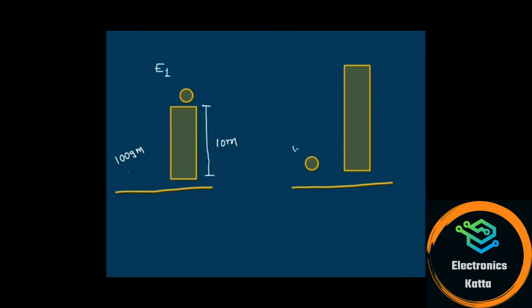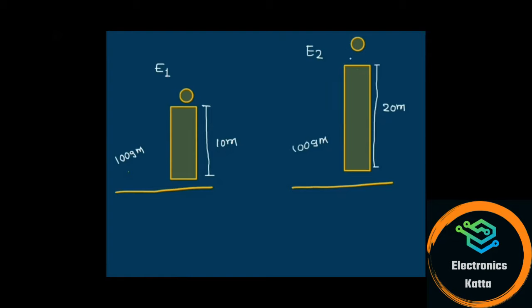Now in another case we have a ball with the same mass, that is 100 gram. We want to throw this ball to the top of a building which has a height of 20 meter. For that, let's say we require energy E2. Here the energy E2 will definitely be greater than E1 because the height in the second case is more. So the amount of energy required in the second case will be more.